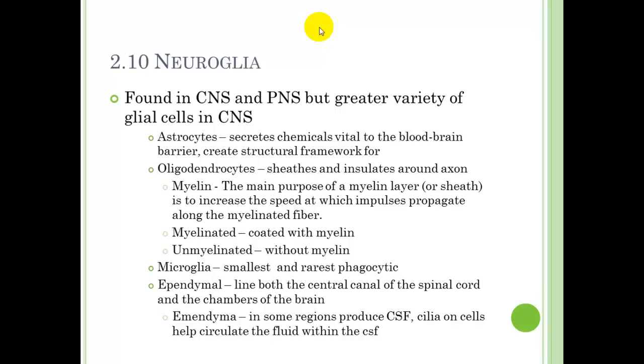Oligodendrocytes sheath and insulate around axons, and we have a couple versions of this. Myelin is a term here. The main purpose of a myelin layer or sheath is to increase the speed at which the impulses propagate along a myelinated fiber, and this is what I termed earlier as pond skipping. So if you have an axonal body, I'll draw one up here, and it is myelinated, which means it has like a protective structure around the actual axon.